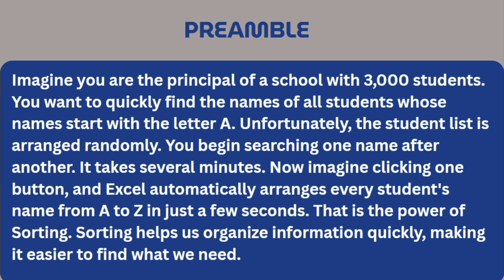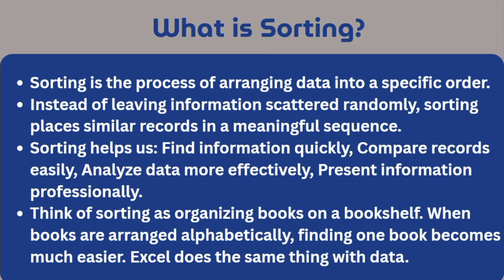Sorting helps us organize information quickly, making it easier to find what we need. So what I want to look at is maybe the list of students who start with A, but everything is arranged randomly. So when we sort them, we can now pick out the ones we want to check. Now, what is sorting? Sorting is the process of arranging data into a specific order. Specific order. Note that. So instead of leaving information scattered randomly, sorting places similar records in a meaningful sequence.